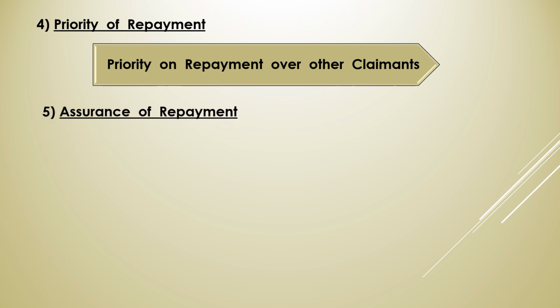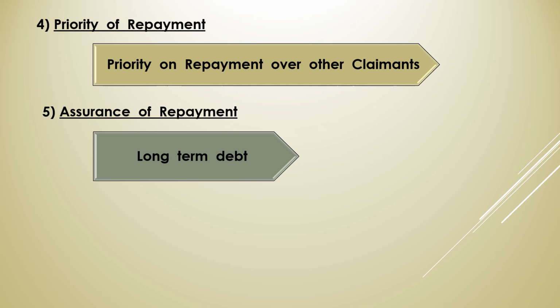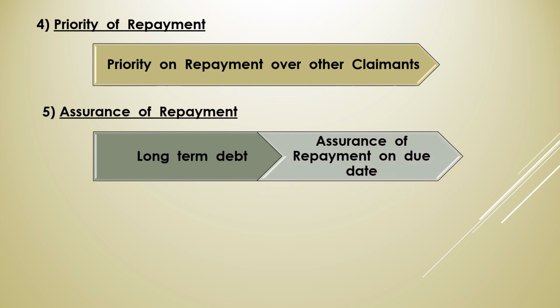The fifth feature is assurance of repayment. Not only do the debenture holders enjoy priority in case of repayment, but they also get an assurance of repayment. Debenture represents borrowed capital and it is usually considered to be a long-term debt. However, the company gives an assurance, that is, it guarantees the debenture holders that they will be paid back their amount on the due date, that is the maturity date.